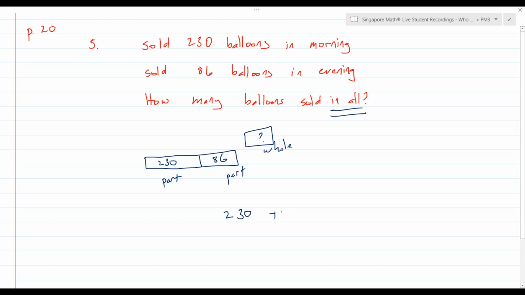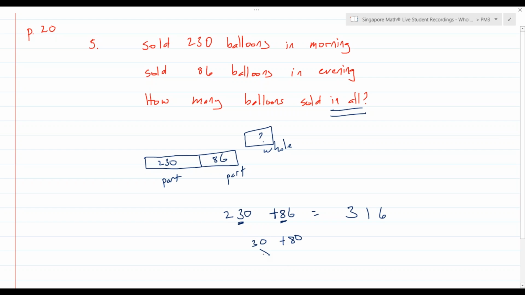230 add 86 is going to tell me how many balloons he sold in all. Now, then we have to add those together. Notice I have 3 tens and 8 tens. That means I'm going to have 10 tens, which gives me 300, and I'll have 1 ten extra, and of course the 6 ones carries along, right?